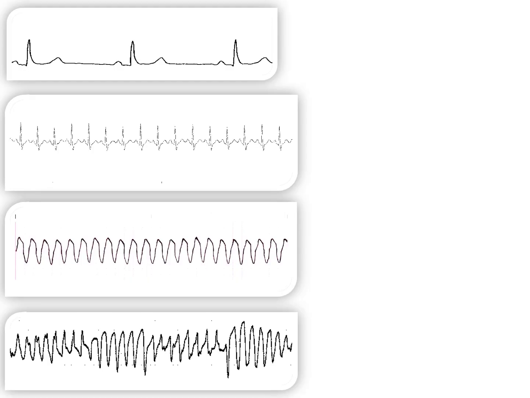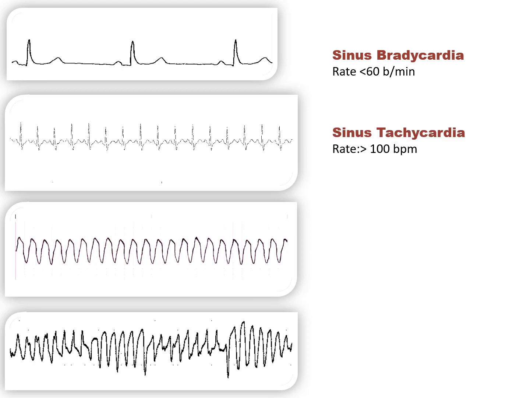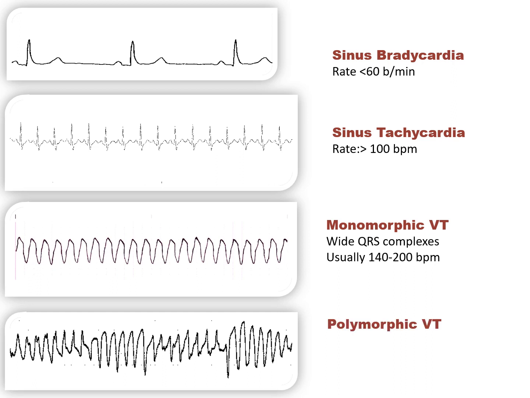Here are a few examples. The first one is sinus bradycardia, when rhythm is regular but rate is less than 60 beats per minute. Sinus tachycardia, rhythm is regular and rate is more than 100 beats per minute. Monomorphic ventricular tachycardia, where wide QRS complexes can be seen, and the rate is 140 to 200 beats per minute. Polymorphic ventricular tachycardia, where QRS complexes have constantly changing morphology and rate is 200 to 250 beats per minute.